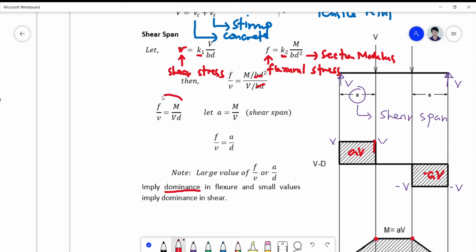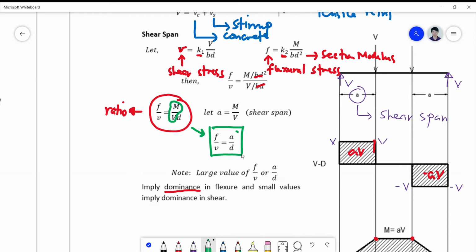So this is now your ratio. This is just a ratio of f over v. And if we are going to include the concept of shear span inside this formula, we simply let your a be the ratio of this M over V, such that if we simplify this, we can come up with f over v is simply a over d.